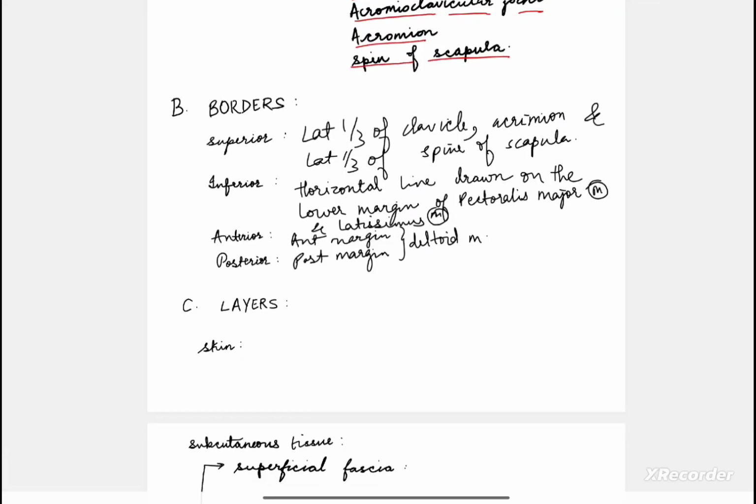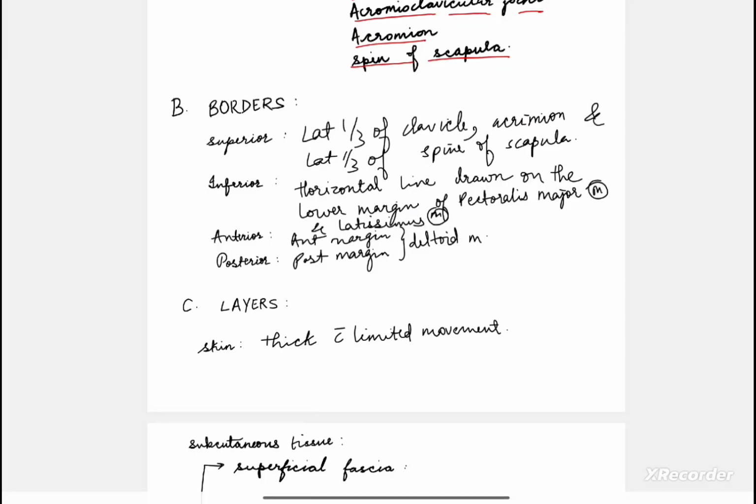Now we move on to the layers of this deltoid region. The first layer is the skin. The skin is thick with limited movement. Okay.